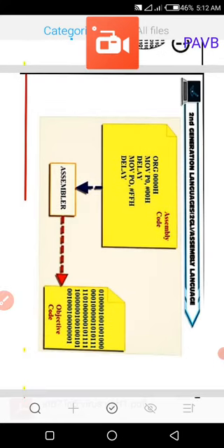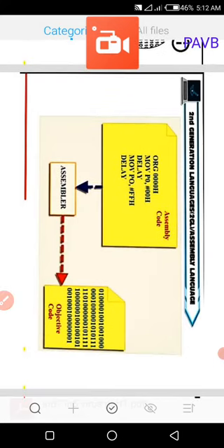Second generation language, 2GL. Second generation language refers to assembly language. This language uses mnemonic code or symbols instead of zeros and ones.